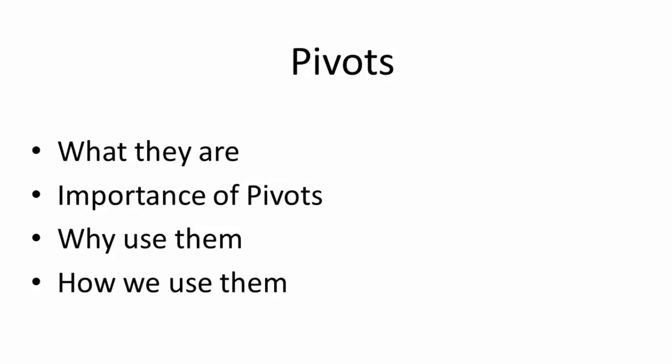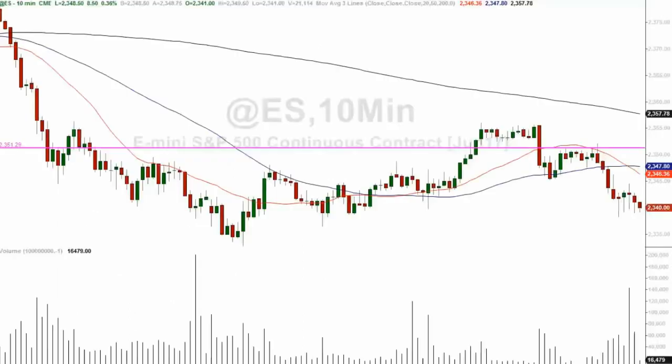The charts always have a story to tell. It's our job to be able to interpret that story. If you can interpret that story correctly, that's a recipe to make money in the market. Pivots can come in different forms. I like to classify them as minor pivots and major pivots.